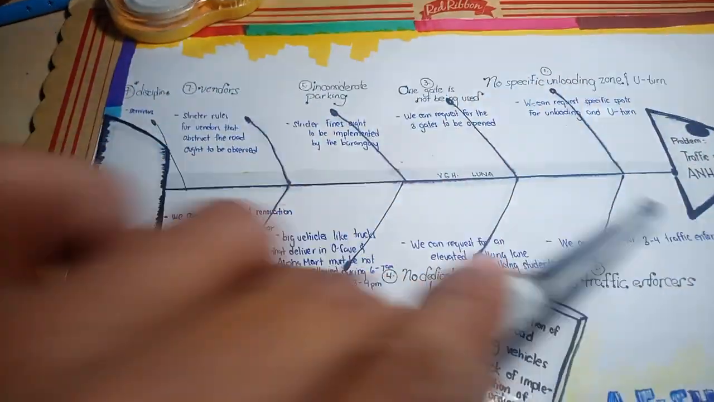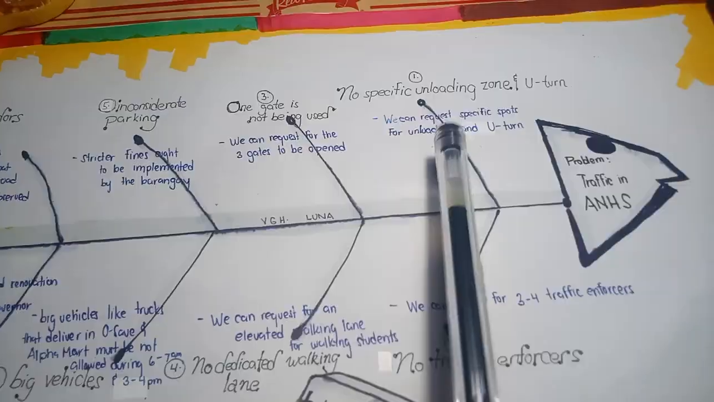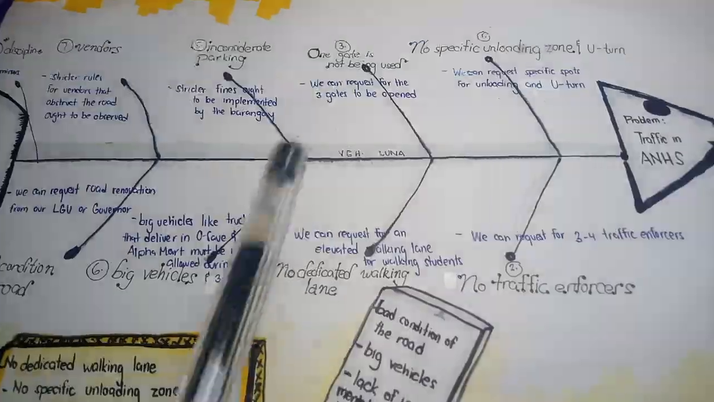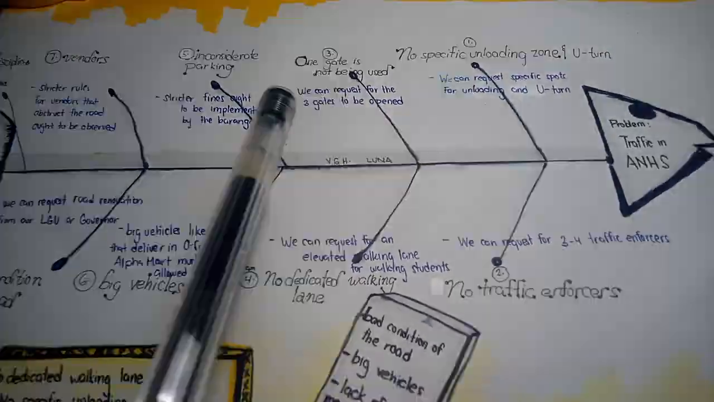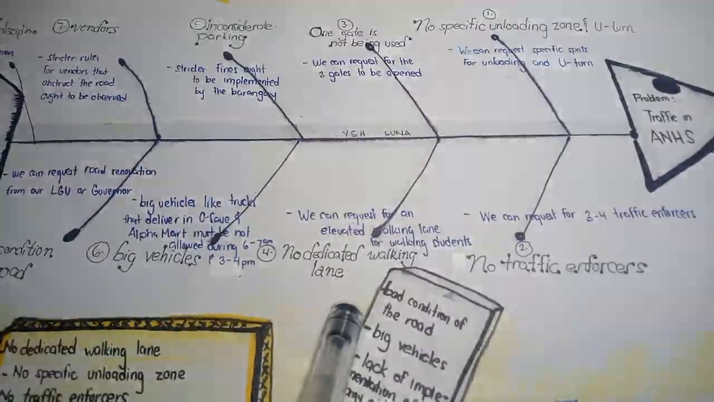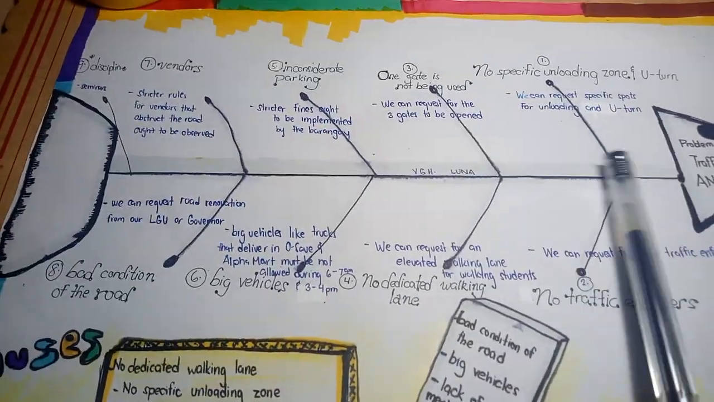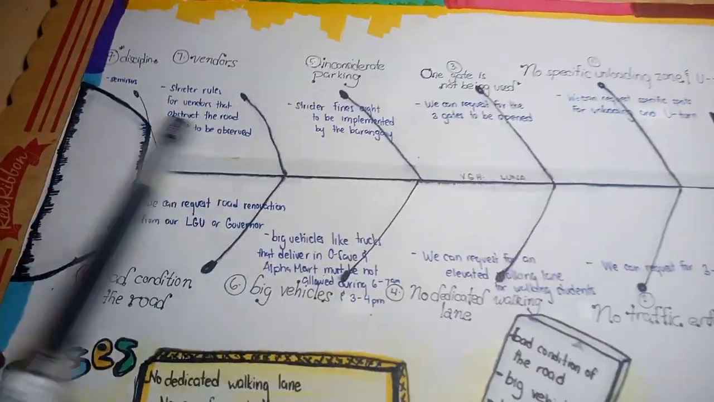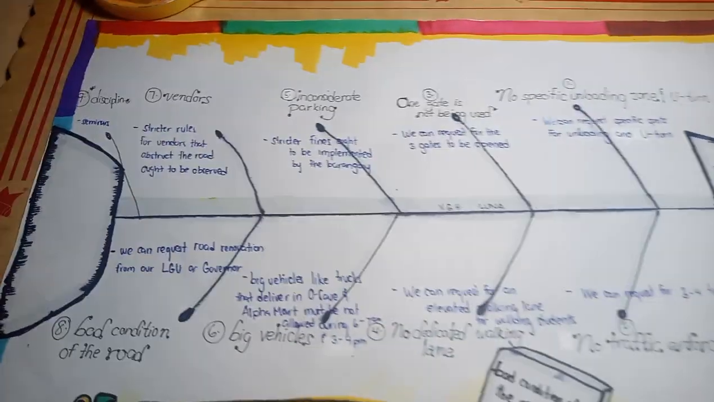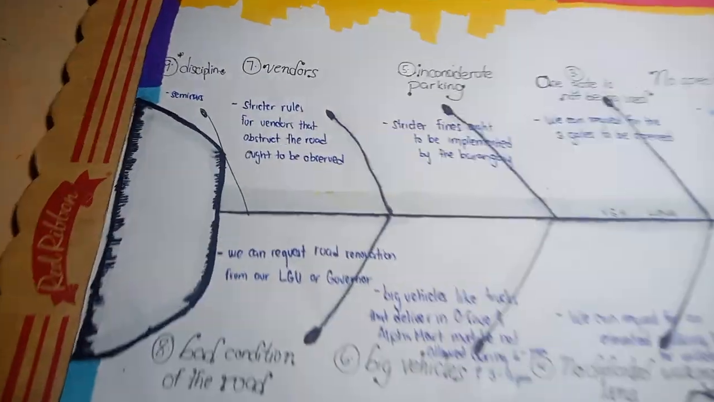Pero dapat una yung discipline. However, mas mahalaga munang magkaroon tayo ng unloading zone, U-turn, traffic enforcers, gate, all the gates should be used, sana. No dedicated walking lane. Kailangan magka-dedicated walking lane, ano? Itong muna mga concrete, kasi this one is discipline, ito muna mga nakikita na madaling ma-produce. Yung discipline is something inside.